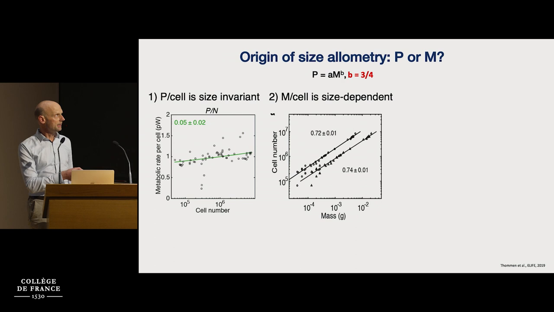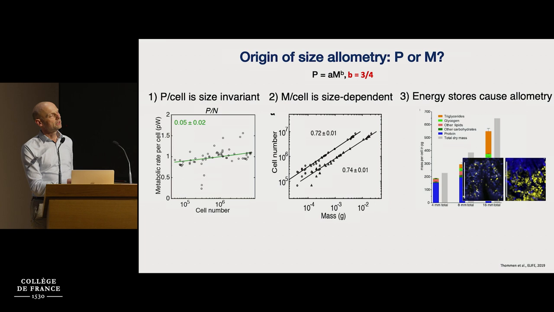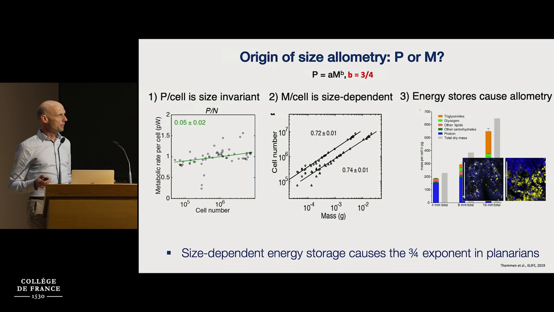The larger the animals get, the higher the coarse-grained mass per cell. And not surprisingly, the mass per cell increase gives us, relatively precisely, this three-quarter exponent. Moreover, we also know where this mass per cell increase comes from. It predominantly comes from metabolic energy stores. The larger the animals get, the more triglycerides and other storage compounds they accumulate in their intestines, leading to a dramatic growth of the intestinal cells because they are literally filling up with lipid droplets. So at a simple level, this means size-dependent energy storage causes the three-quarter exponent in planarians.